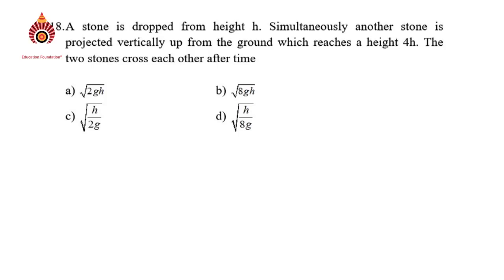Okay. Going to the next question. A stone is dropped from a height h. Simultaneously, another stone is projected vertically up from the ground, which reaches a height of 4h. The two stones cross each other after time.